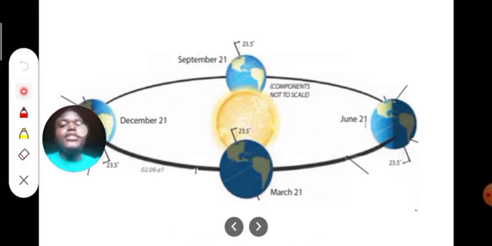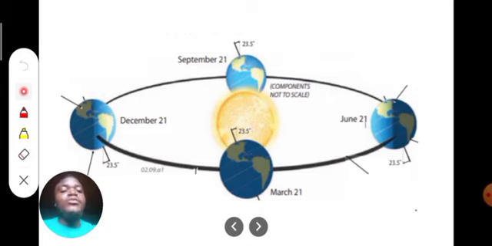Okay, dear students, here we have the image representing the movement of the Earth around the Sun on its orbit. That's a revolution. And how does this movement influence temperature distribution over the Earth? Now, let's begin with September. During the September month, here we go, we notice that the Sun is overhead at the equator.